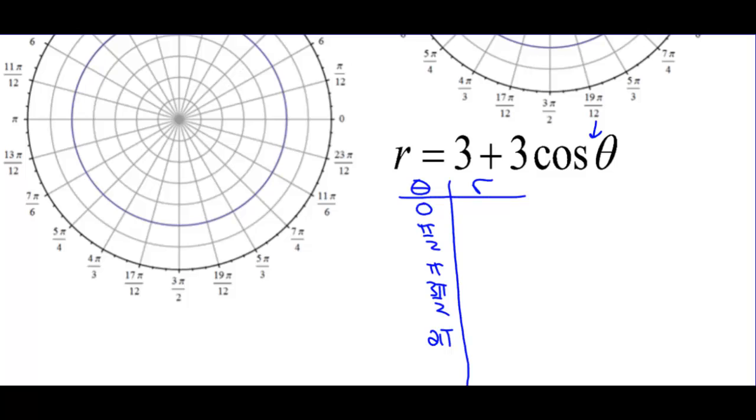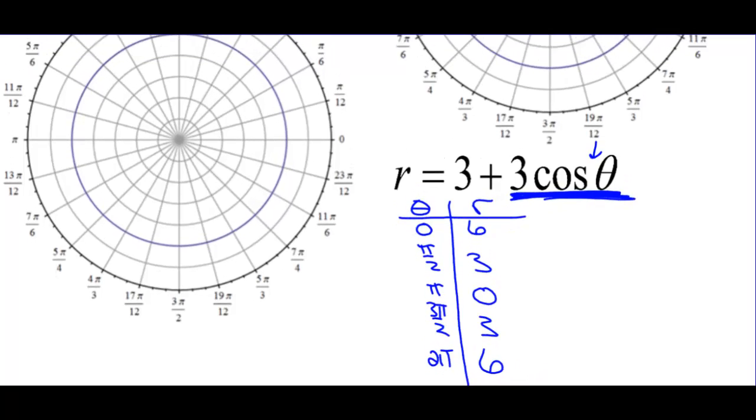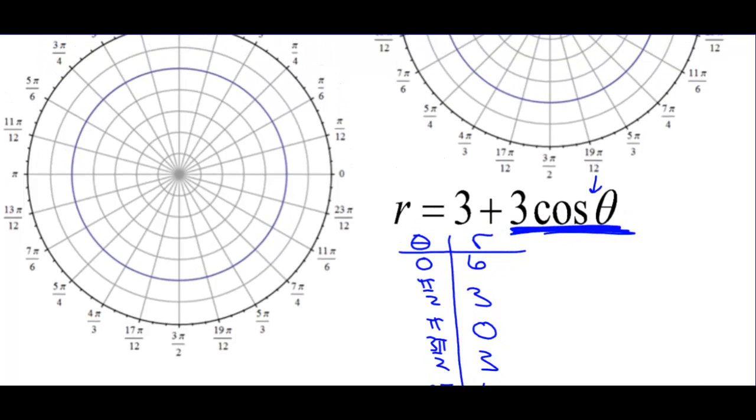Cosine of 0 is 1, so this is 6. Pi over 2 is 0, that makes that 3, because this part right here will be 0. Pi, cosine of pi is negative 1, so there's the 0. That's what makes it a cardioid. The r is 0. 3 pi over 2 is back, this whole piece is back to 0 again, so that's 3. And then when we get to 2 pi, we're back to 6. So we have 6, 3, 0, 3, 6. 1, 2, 3, 4, 5, 6. 3, 1, 2, 3 up here. 0, 1, 2, 3, then back to 6.